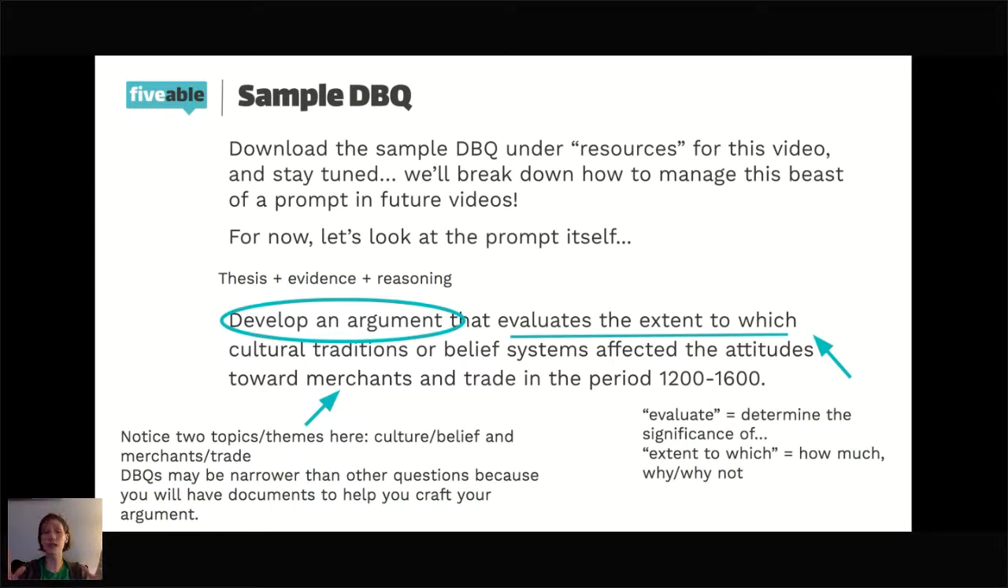So this is the prompt itself that we're looking at right here. Any questions about this prompt in particular or analyzing the prompt in general as a part of the DBQ process? I'll pause here and answer questions about that before we take a look at a document together. While you think about questions, I'm going to drink some water so that I can be heard for the rest of this live stream.